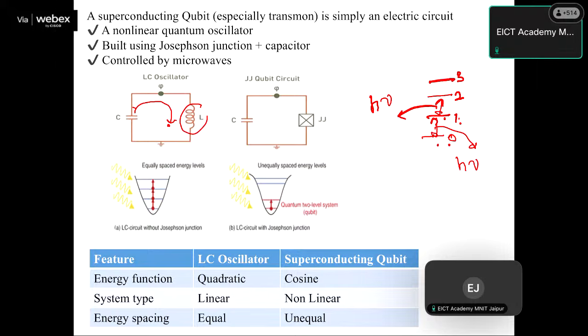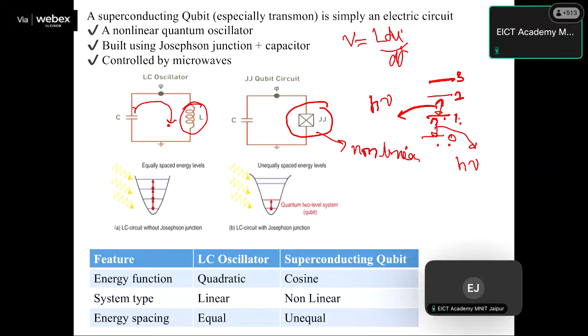What is done is that this L, you all know V is equal to L di by dt, this linear inductor is replaced by a Josephson junction in parallel with the capacitor. That is, I have replaced the linear inductor by a non-linear inductor. This inductor is non-linear. Now, what is a Josephson junction?